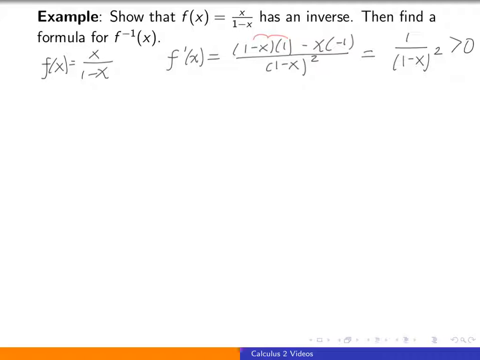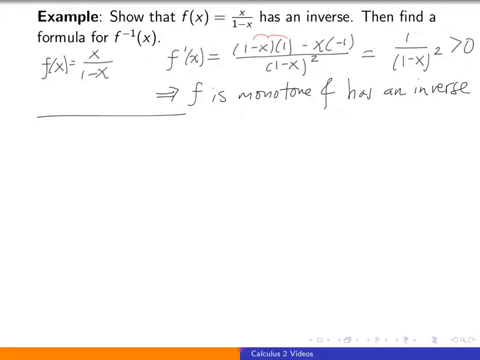And note, what is the domain of this original function? x cannot be 1. So f prime is positive, which means that f is monotone, and hence has an inverse. So f is monotone and must have an inverse. And since it has an inverse, we're going to go ahead and find it. We're going to follow our procedure from the previous slide.